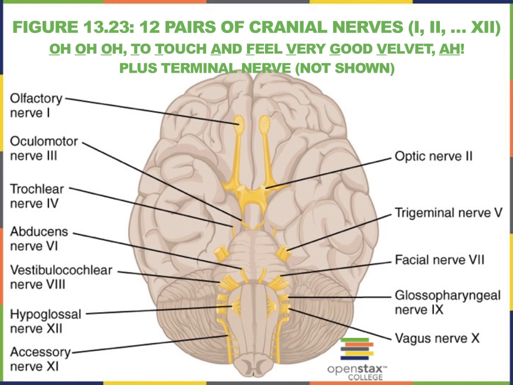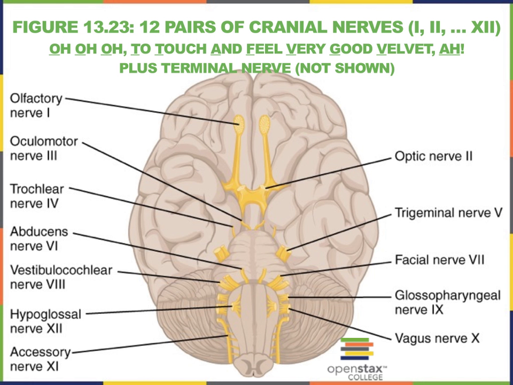Remember that the majority of the cranial nerves, to be exact, 10 pairs of the cranial nerves, are associated with the brain stem, so from the midbrain to the pons to the medulla oblongata. And therefore that leaves only 2 pairs of cranial nerves that are not associated with the brain stem, except of course for that terminal nerve. But I'm not going to mention that one anymore, except for one more time in the table of functions.